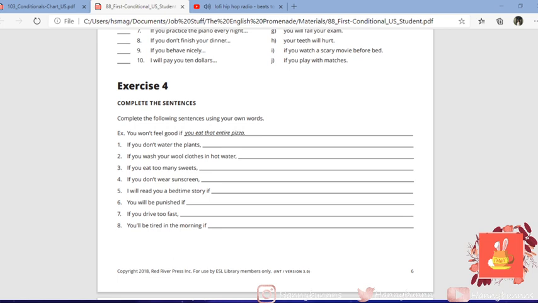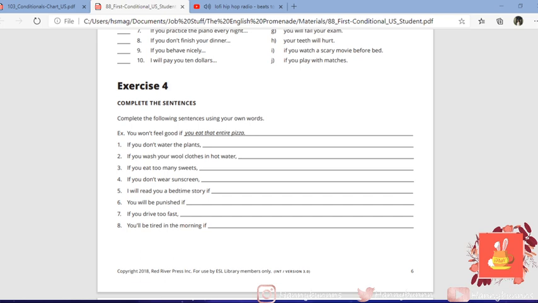I will read you a bedtime story if you finish your dinner. Nice. You will be punished if you don't listen to mom. Or you can say to your mom, to your mother. If you don't listen to mom, that should be fine too.